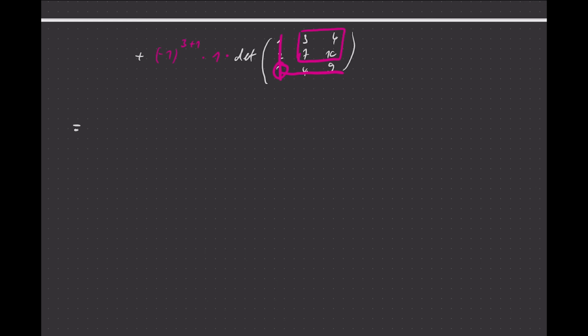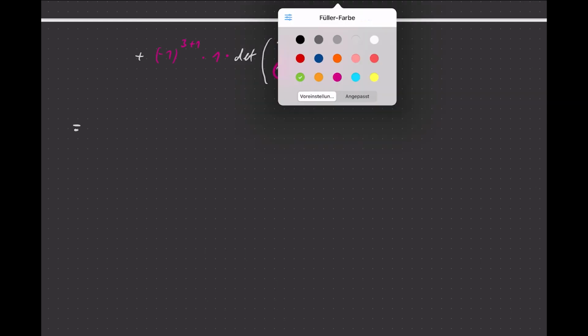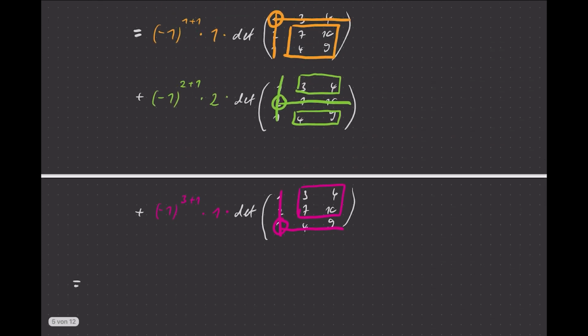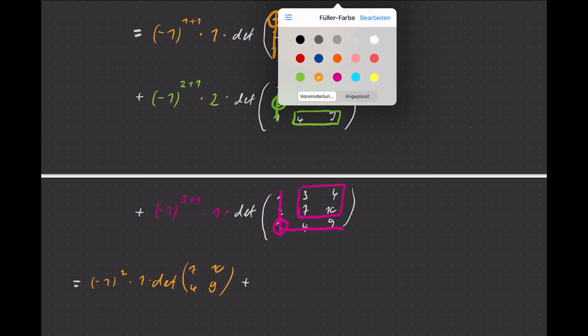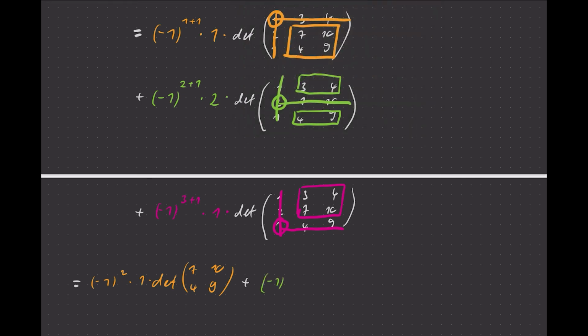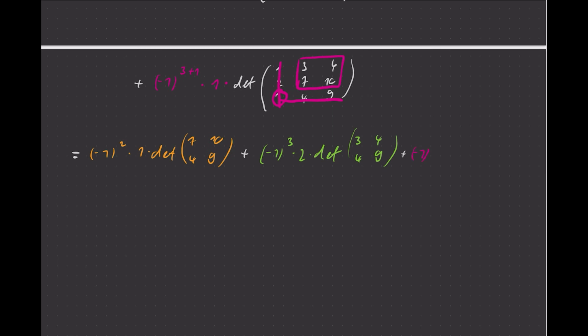Okay, so let's copy what we have here. The orange part, that's minus 1 to the power of 2 times 1 times the determinant of 7, 10, 4, 9, plus the green part, that is minus 1 to the power of 3 times 2 times the determinant of 3, 4, 4, 9, plus the last part here, minus 1 to the power of 4 times 1 times the determinant of 3, 4, 7, 10.